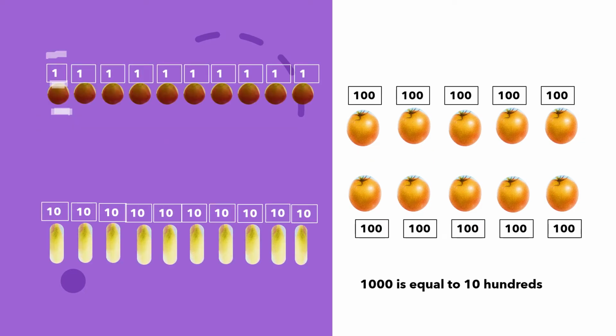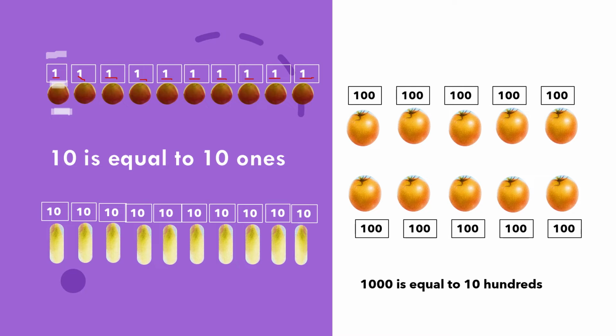Let's count how many ones were there. 1, 2, 3, 4, 5, 6, 7, 8, 9, 10. 10 is equal to 10 ones.